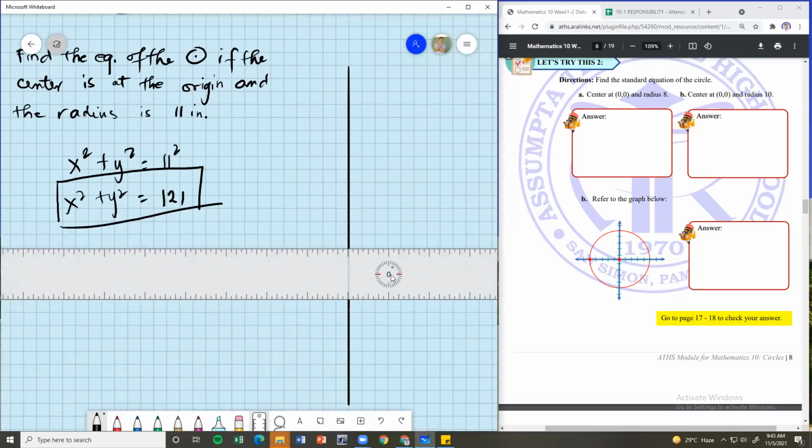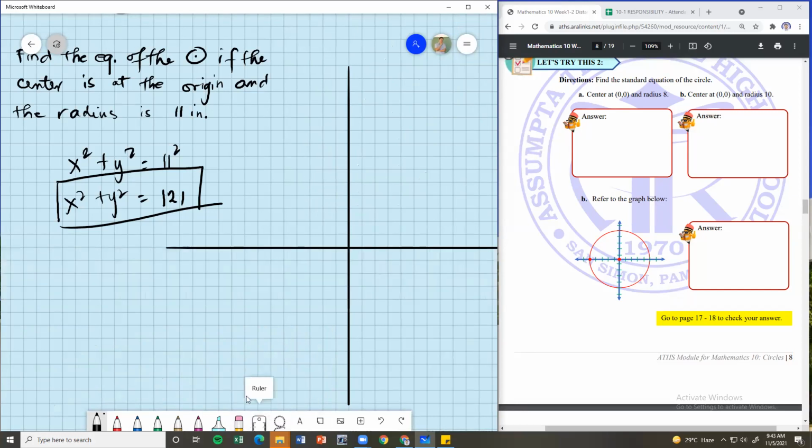Let's do the Cartesian plane here. So our center is at 0, 0. Center is at the origin there. And then our radius is 11 inches. So that's 1, 2, 3, 4, 5, 6, 7, 8, 9, 10, 11.